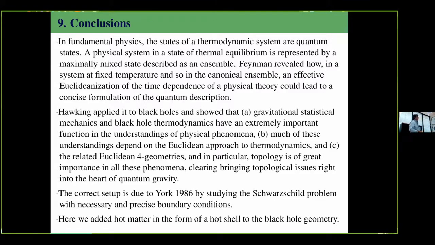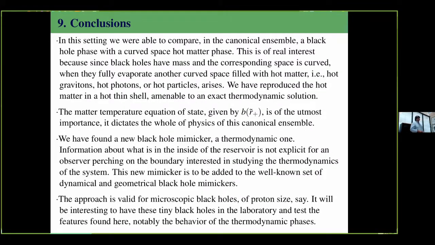And we have found that we were able to compare in the canonical ensemble a black hole phase with a curved space hot matter phase. Of course, this is of interest because black holes have mass, space is curved, and so if they evaporate, you have matter, and space should also be curved. And so we managed, at a semi-classical level, to understand the phenomenon of transition between black holes and matter.